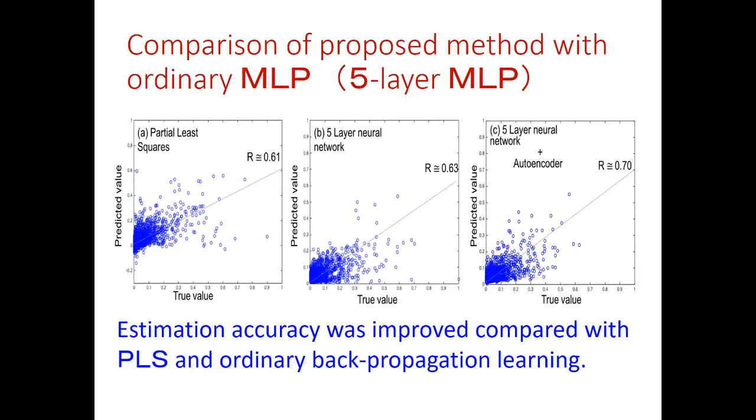This is a 5-layer typical neural network here. This is the proposed method, using an autoencoder. And you can see this is the coefficient of correlation. And the proposed method's coefficient is the best one. So estimation accuracy was improved compared with PLS and ordinary backpropagation learning.